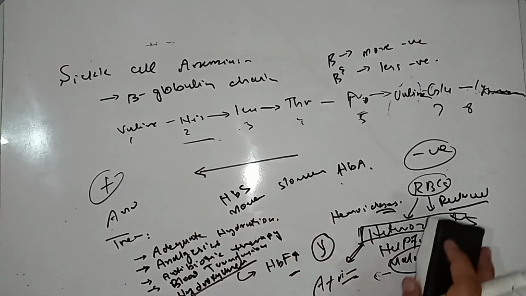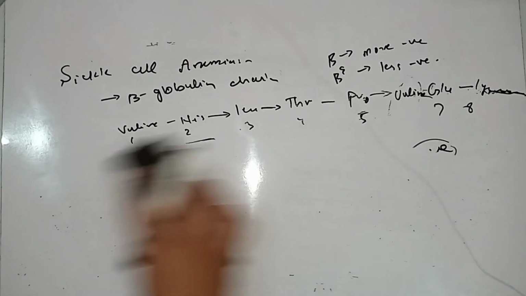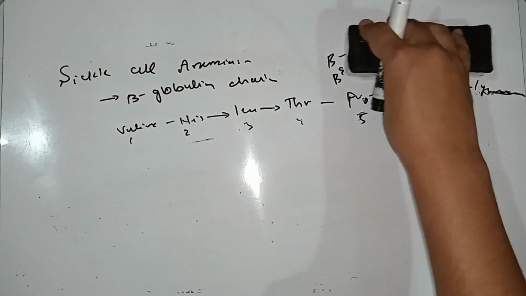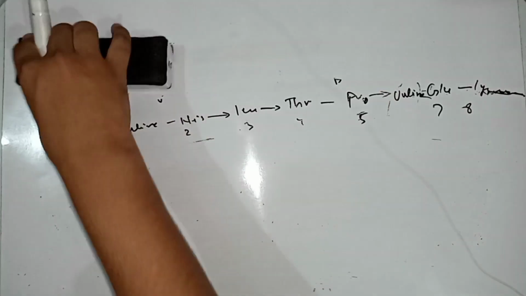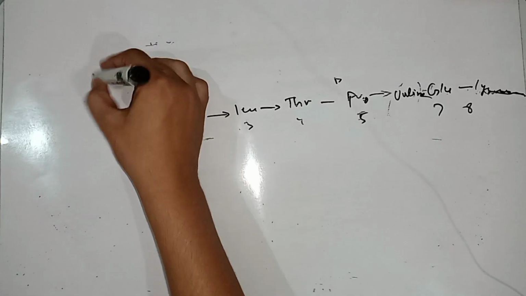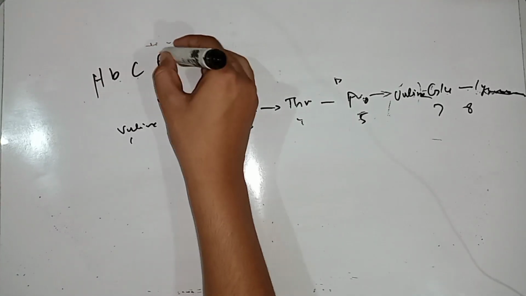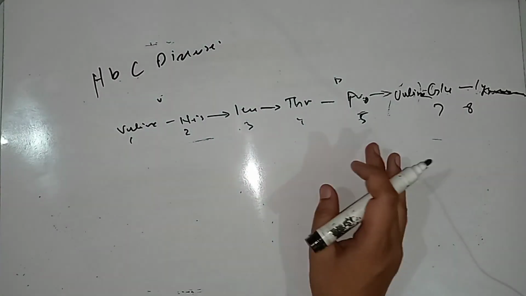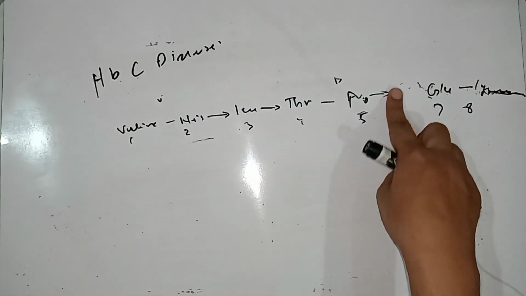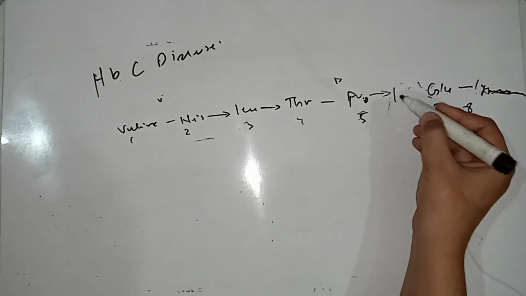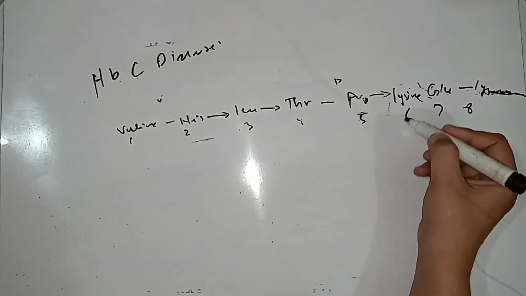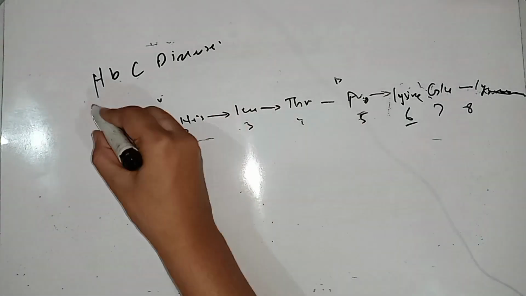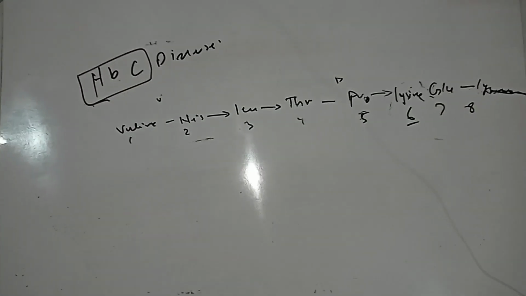Next we move on to another disease, which is hemoglobin C disease. Now we discuss a disease called HbC disease. So what happens in HbC disease? In HbC disease, here at the 6th position, instead of valine, lysine comes. So the hemoglobin produced in this way is called HbC. However, it is a less severe variant.